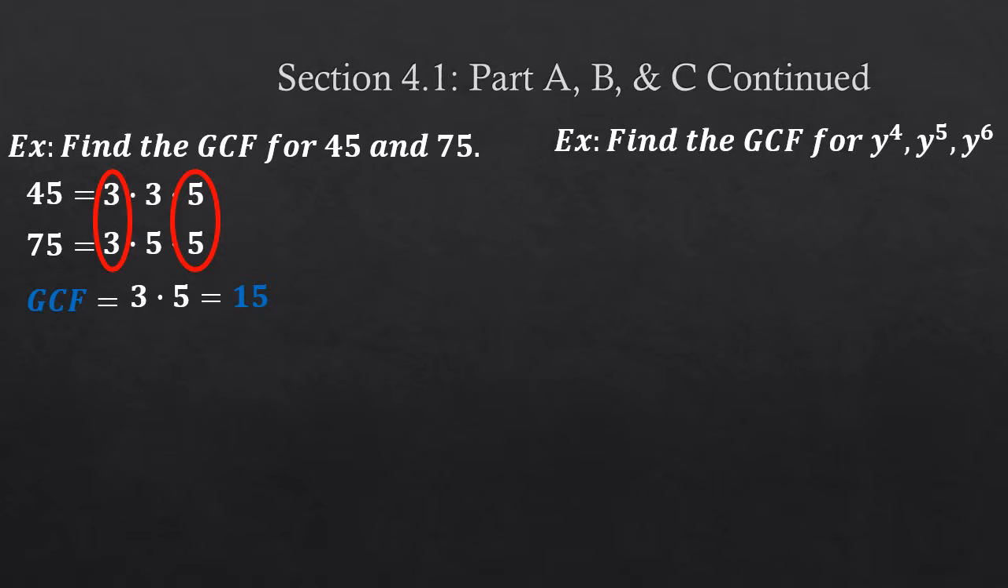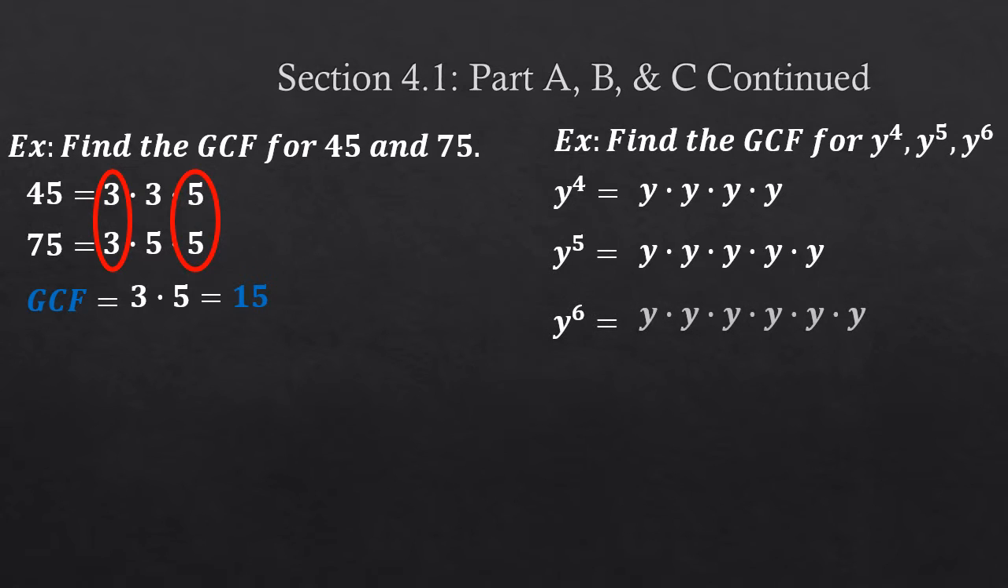The variables, y to the 4th, y to the 5th, and y to the 6th. Remember, y to the 4th and y to the 5th and y to the 6th is all shorthand. So y to the 4th is shorthand for 4 y's, y to the 5th is shorthand for 5 y's, and y to the 6th is shorthand for 6 y's.